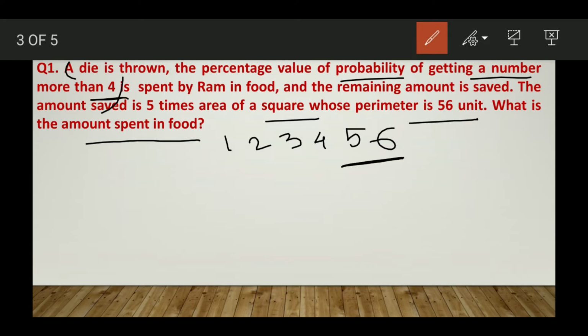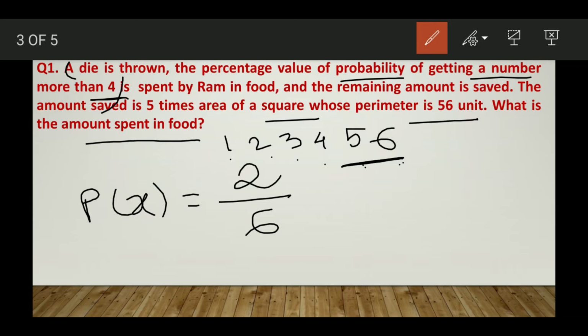To find the probability, the formula is: probability of our condition, suppose in this case x, is equal to the number of desired outcomes. In this case we want a number greater than 4, that is 5 and 6. There are two possibilities, therefore 2 over the total number of outcomes. In this case 1, 2, 3, 4, 5, 6, total 6 outcomes are there. Therefore the probability of getting a number more than 4 will be, if we simplify, 1 by 3.